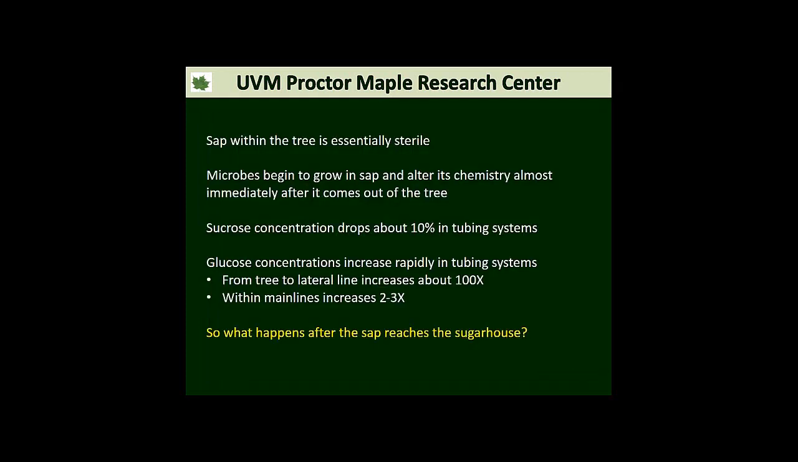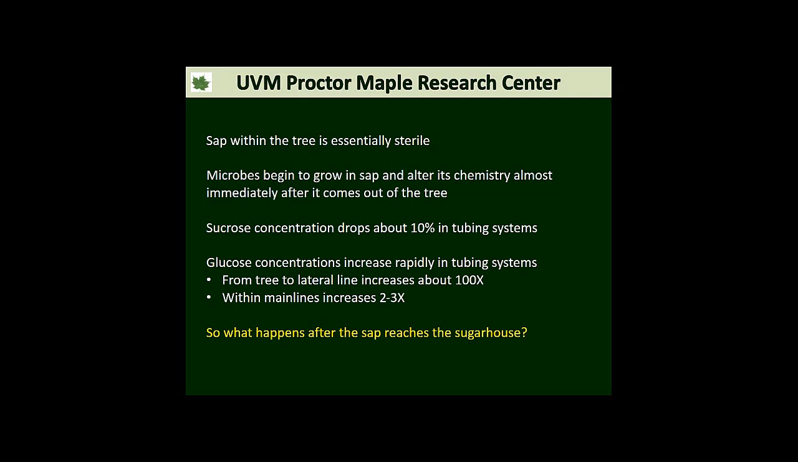It does continue from there, but the sap that comes out of the tree is essentially sterile. The microbes begin to grow in it and change its chemistry right away. As soon as it comes out of the tree, as soon as it hits tubing that's got any amount of biofilms or microbes growing in it, fermentation begins. Sucrose concentration can drop about 10% in tubing systems that have been contaminated, and the glucose concentrations can go upwards by about 100 times. Within main lines, it only increases about 2 or 3 times. So most of the microbial action is happening right away.